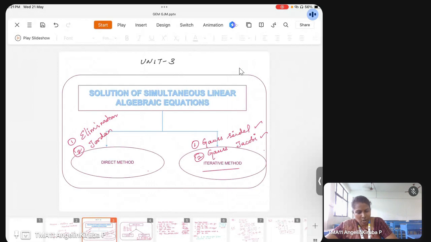Right? So, under direct method, we know there is Gauss elimination and Gauss Jordan, and under indirect or iterative method, Gauss Seidel and Gauss Jacobi. We'll see that in detail. So before going into that, we should know what is diagonally dominant.